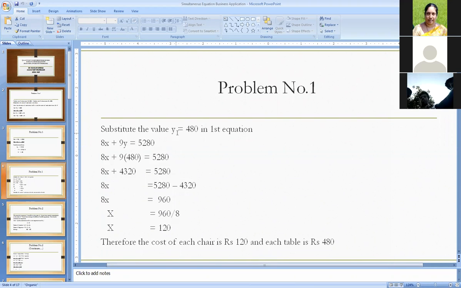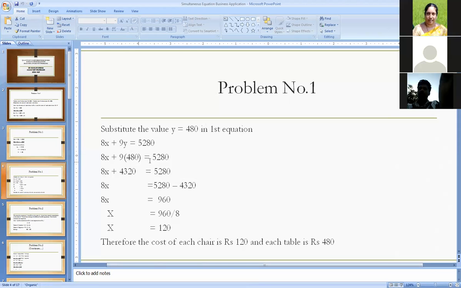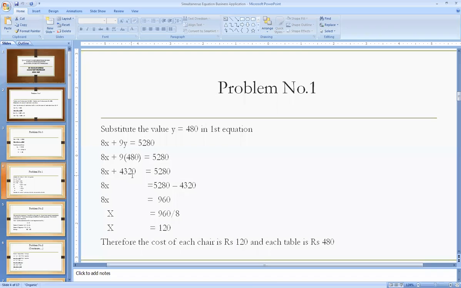Then where there is y, we need to substitute the value of y, that what we got in the earlier slide, that is 480. So the equation we should write 8x plus 9y equals 5280. Where there is y, we should write 480. Therefore, 8x plus 9 into, in place of y, we'll have to write 480 equals 5280. 8x plus 9 into 480, the value is 4320 equals 5280.